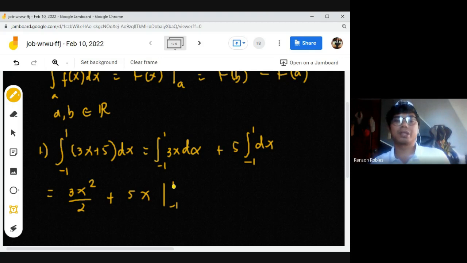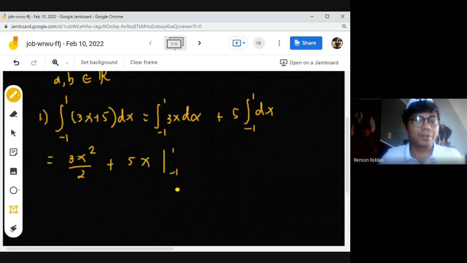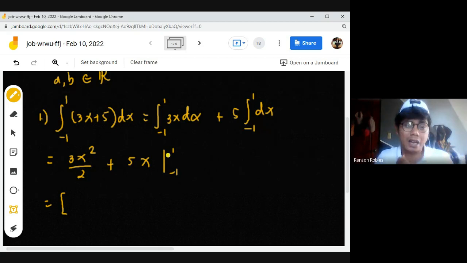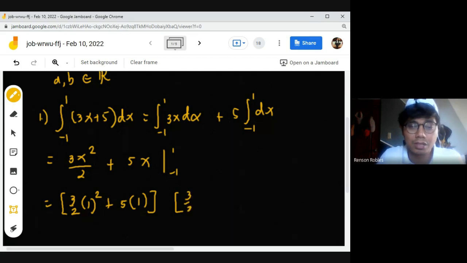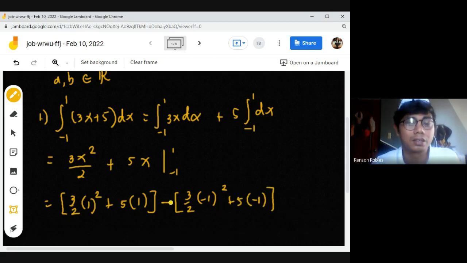So we are evaluating the particular integral by applying the basic integration formulas. The only thing left to do is to evaluate its definite integral. So first, you replace x by the upper limit. So that's 3 halves times 1 squared plus 5 times 1. Then you replace x by the lower limit, that's -1. So 3 halves times -1 squared plus 5 times -1, and the result should be subtracted.